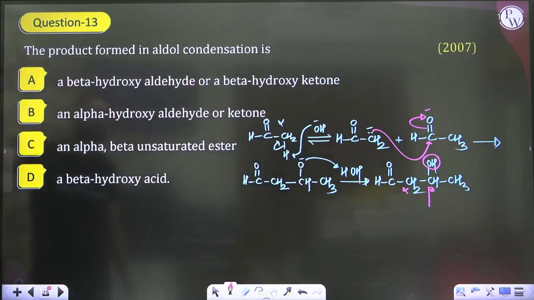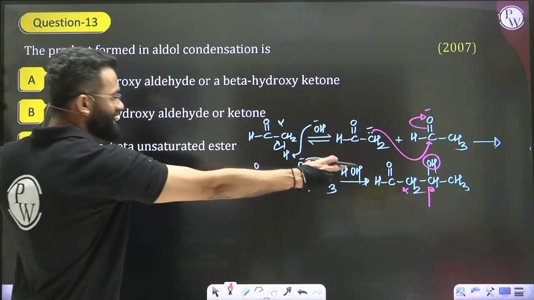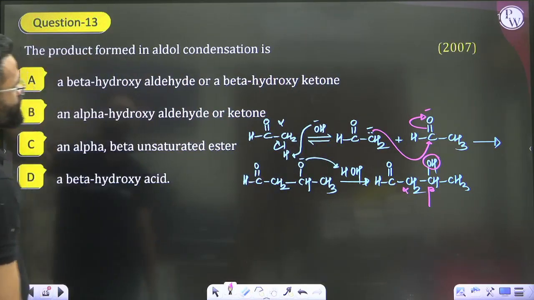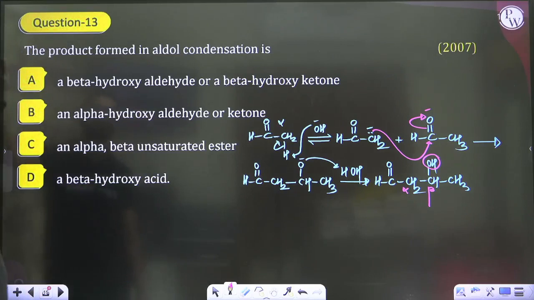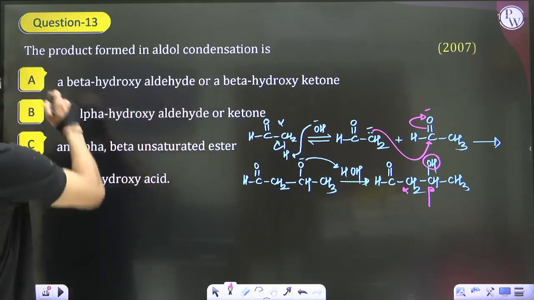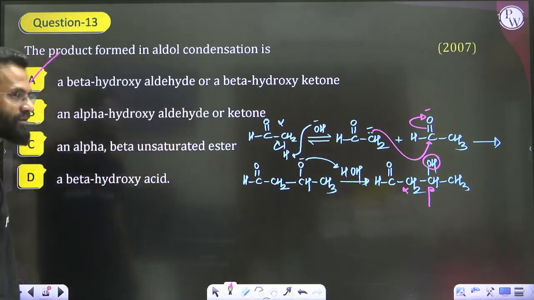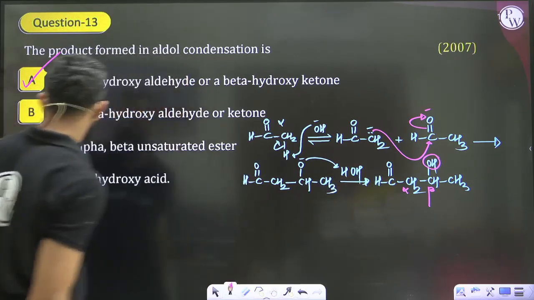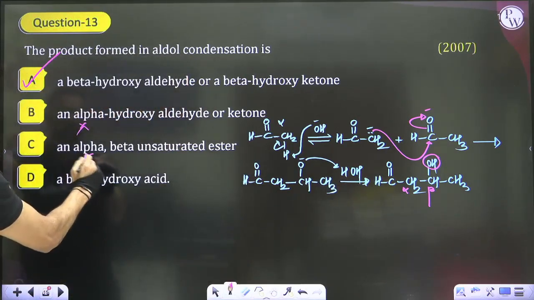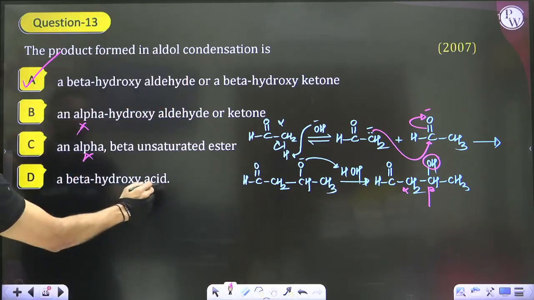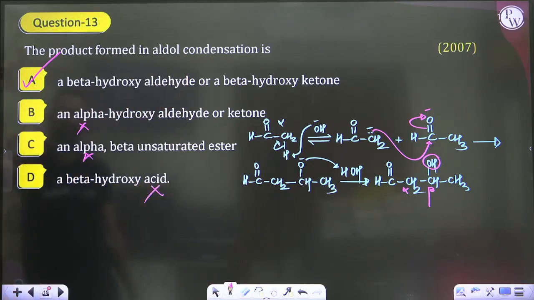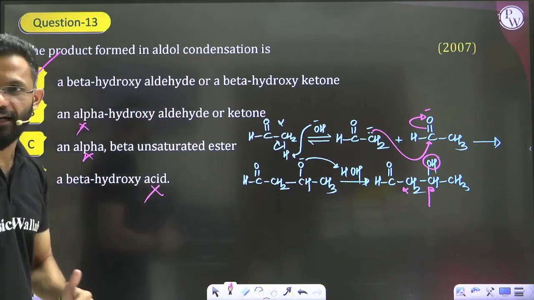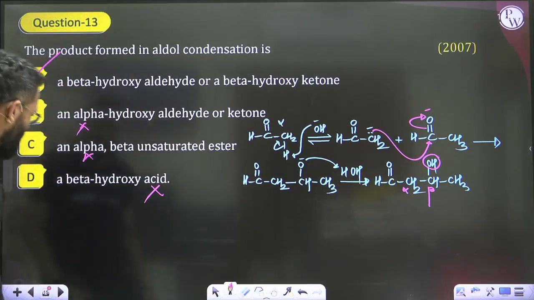The product formed in aldol condensation. Before we condense it, we have got this intermediate, so beta hydroxyaldehydes or beta hydroxyketone. Absolutely, this is our answer. It is not alpha, hydroxy is not at alpha. Hydroxy is at beta position. Again alpha, so this cannot be correct. Beta hydroxy acid, well, acid is not our product. The right choice here is answer option A.